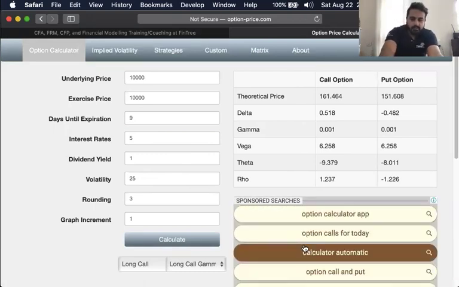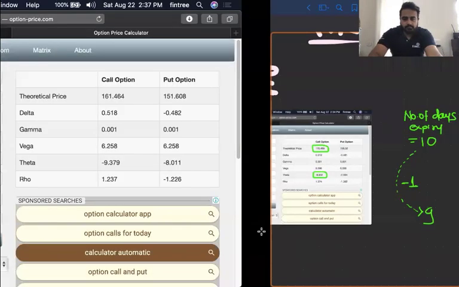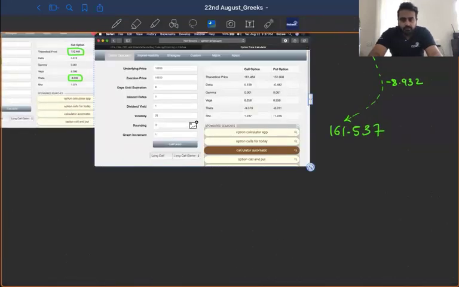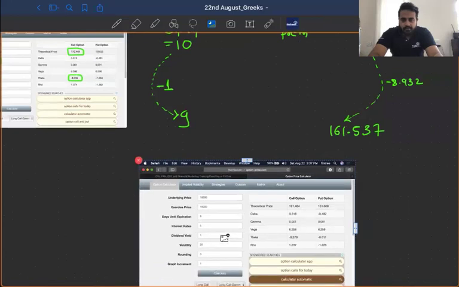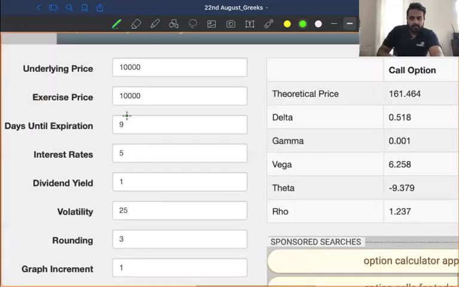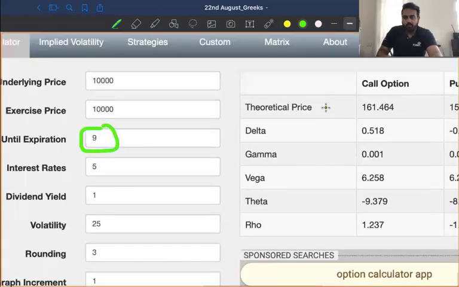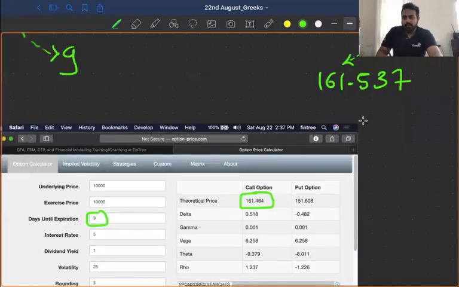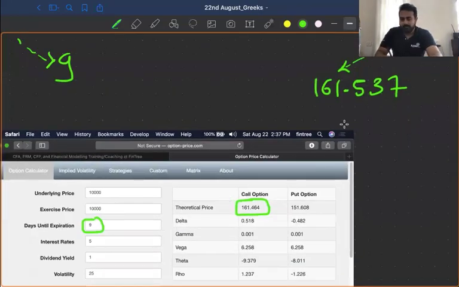Let me take a screenshot here. And these are my results. Let's observe whether the results are tallying up. Now the number of days is 9, and the option price has come down to 161.46. We calculated it to be 161.53, but it's fairly close. So that's how you're going to read the number of theta.